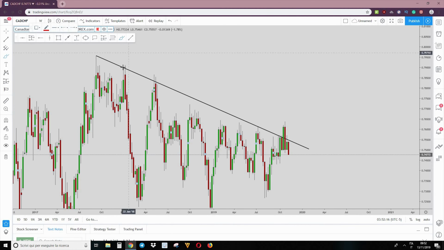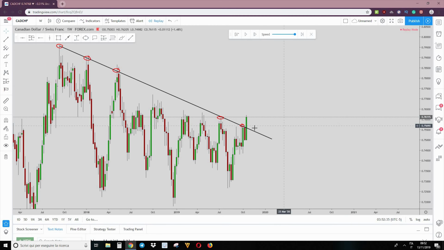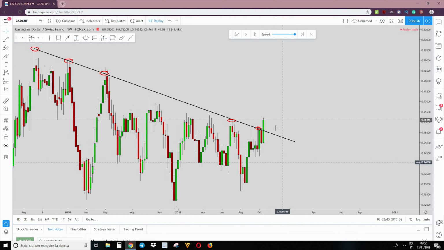So it's pretty clear that here on CAD/CHF on the weekly time frame we have a market that is respecting this strong trend line. Okay, we have 3 touches, 4 touches, 5 touches, and then as you can see, here is the fake breakout. The market closed above this area with this green candle. And at this point, we have the situation we were speaking about before in the analytical example I just made. The market closed above the trend line. So at this point, the trend line is broken to the upside.